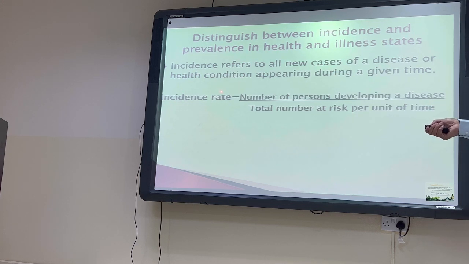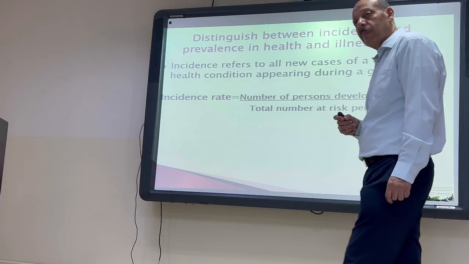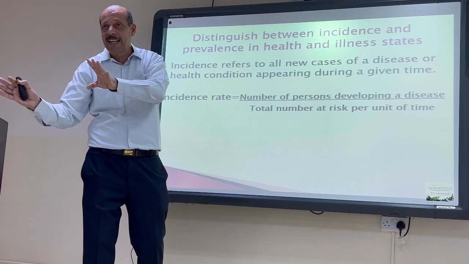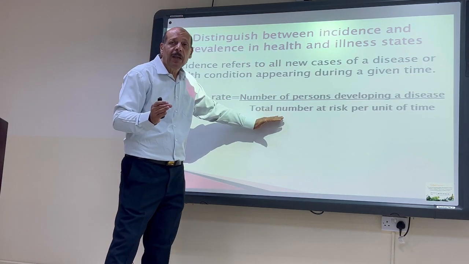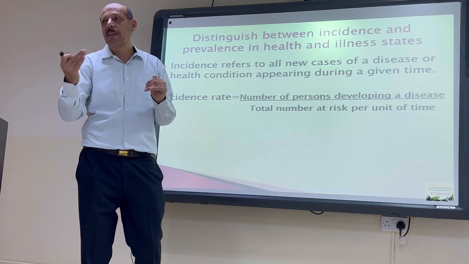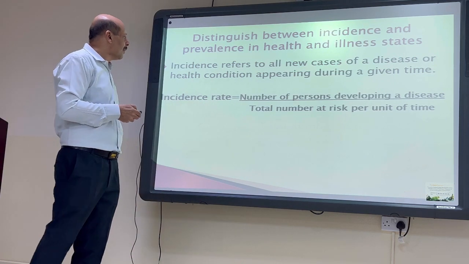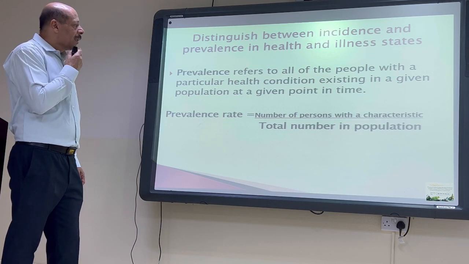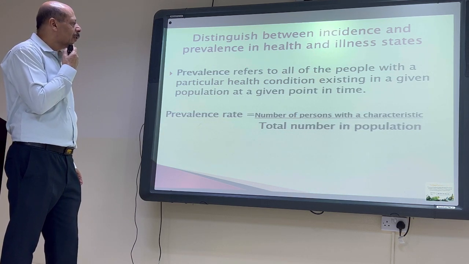So the incidence rate of a certain disease is the number of persons developing that disease over the total number of people at risk at that time. The incidence rate is the number of persons who got the disease divided by the number of people who are at risk of developing that disease. We call it the incidence rate.